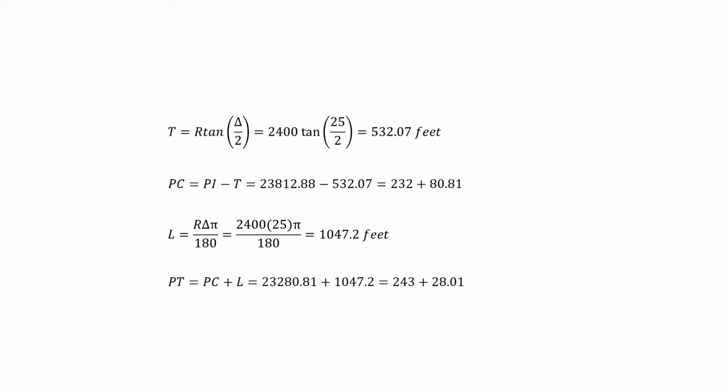Therefore, we can find the PT station, which is the PC plus L, which is equal to 232 plus 80.81 plus the length of the curve, 1,047.2, gives us a PT station of 243 plus 28.01.